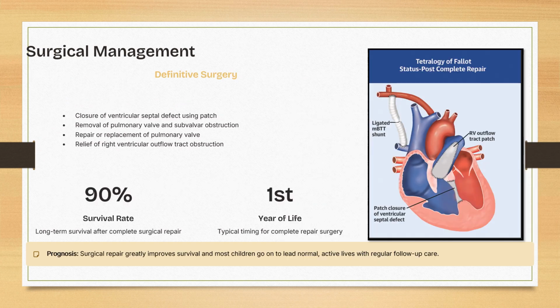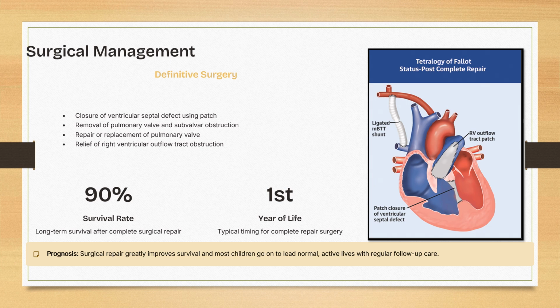Then surgical management for definitive surgery. A very important point is here. The permanent surgery, definitive surgery, has to be done within the first year of life. This is very important. Then a 90% survival rate, meaning successful surgery is possible nowadays, and the survival rate of the children is 90%. It gives a good result.